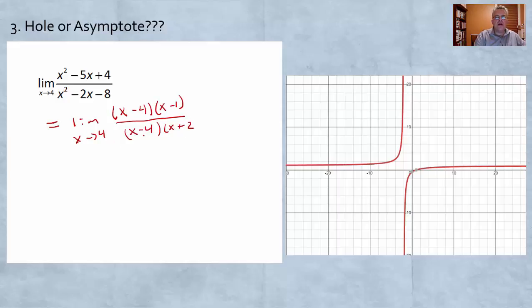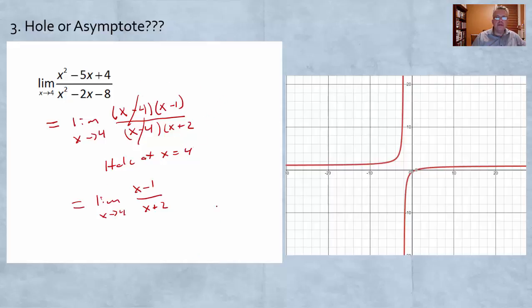Okay, so we see the factor that goes with 4 cancels. That means it was a hole. So there's a hole at x equals 4. And so this is equal to the limit as x approaches 4 of x minus 1 over x plus 2.